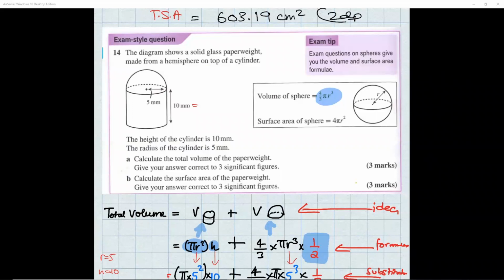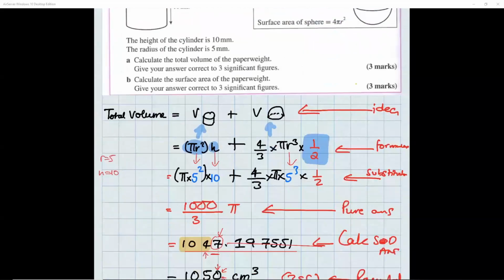Part B, go, Arwa. It says calculate the surface area of the paperweight. Give your answer correct to 3 significant figures. Can you verbalize your idea to me, please? Calculate the surface area of the dome, and then calculate the surface area of the cylinder. Okay, now when you say the cylinder, there are multiple components. Can you be more specific? Like the rectangle part when you open it up, and then the circle at the bottom. Beautiful. That's what I wanted to hear.